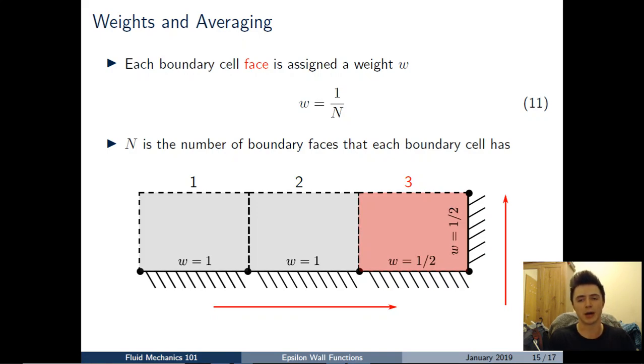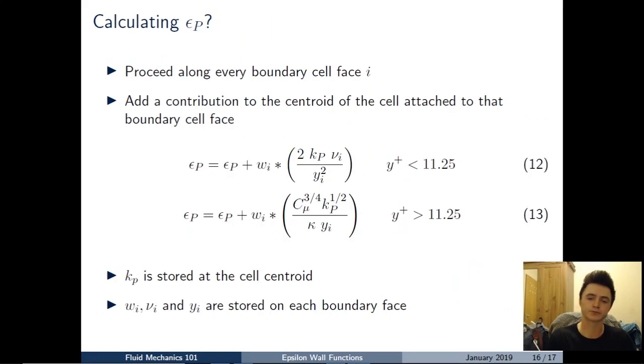So now let's wrap this all up and look at the overall algorithm and process we use for computing Epsilon. The way we do it is we move along every boundary cell face again. So we move along the boundary cell faces, and for each cell we add a contribution from that boundary cell face to the boundary cell centroid that that cell is associated with. And depending on whether that boundary cell face is in the viscous sublayer or in the logarithmic region, we add a different contribution. And that will be given by either equation 12 for the viscous sublayer or equation 13 for the logarithmic region.